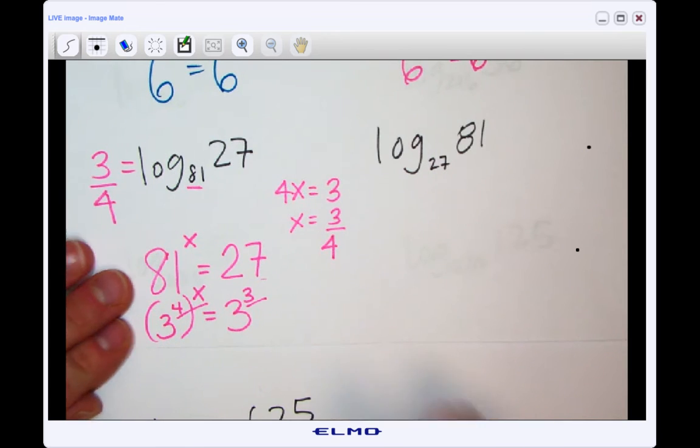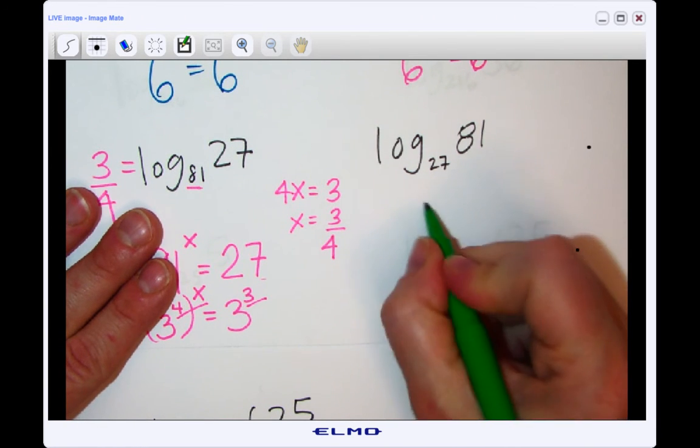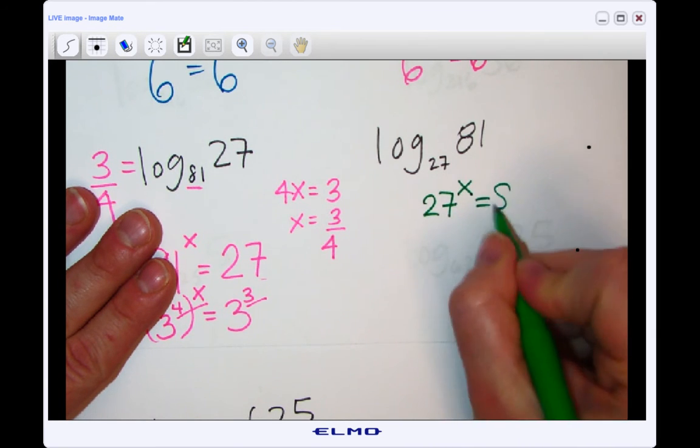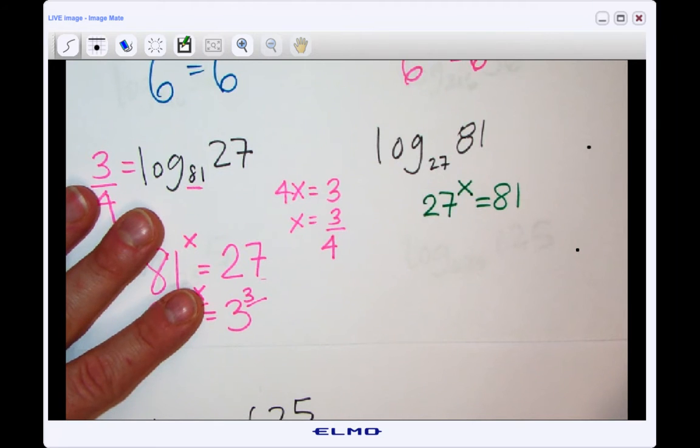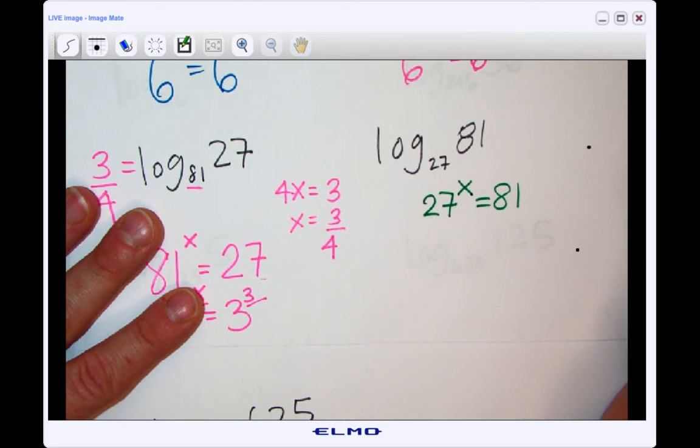Okay, let's try it with this other one. So this one says, my base is 27, and I'm trying to get it to be 81 by using exponents. So base 27 raised to something has to be 81.